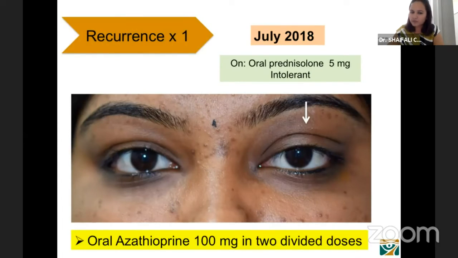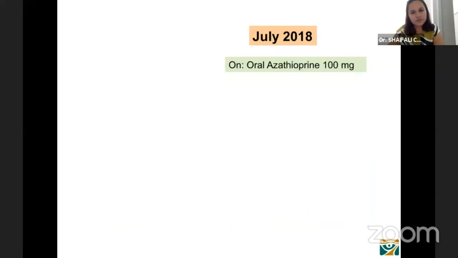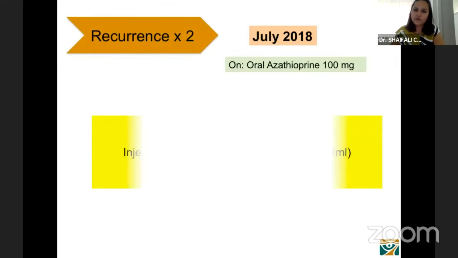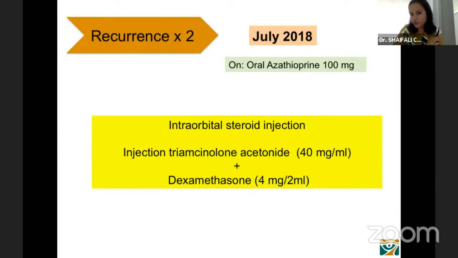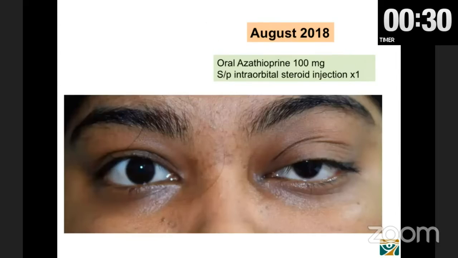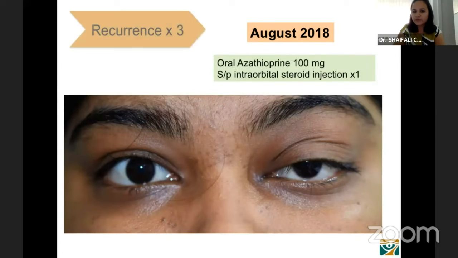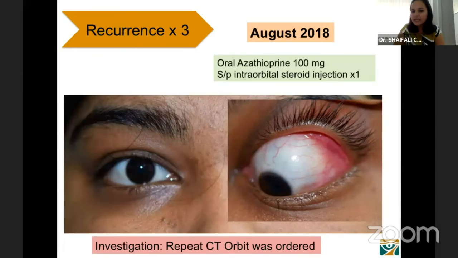At this point, other immunosuppressants were now started for her. So we went ahead with oral azathioprine 100 milligram in 2 divided doses. Just 3 weeks after doing well, she had another bout of swelling in her left eye, for which we gave an intraorbital steroid injection at this time. In August, she had another severe swelling, and we went ahead with a repeat CT scan.